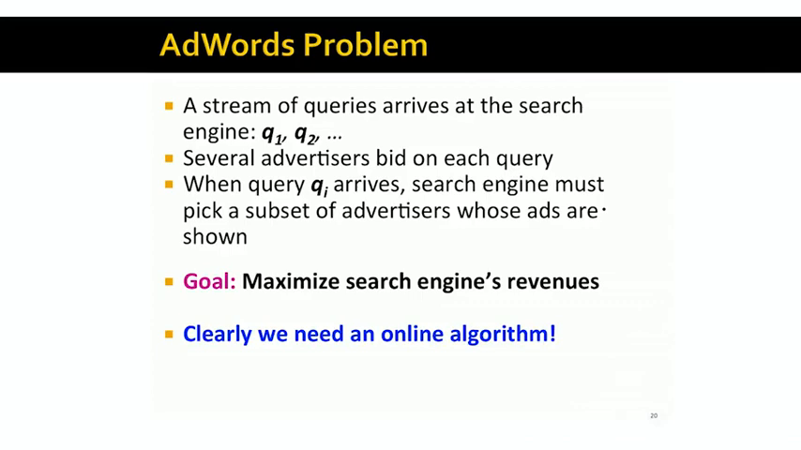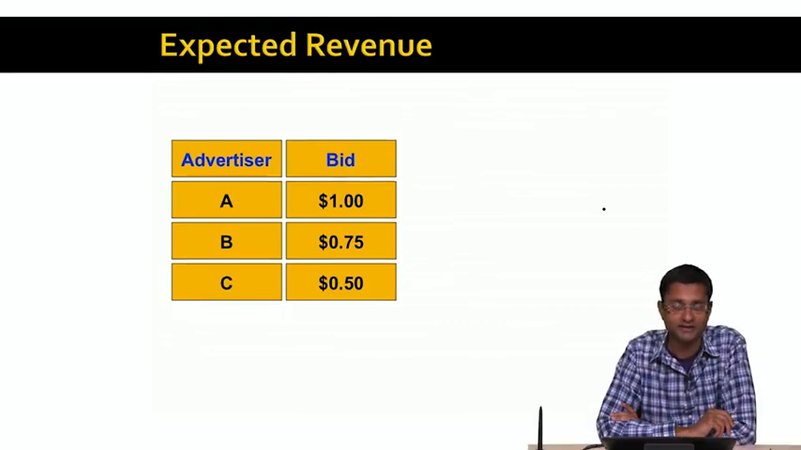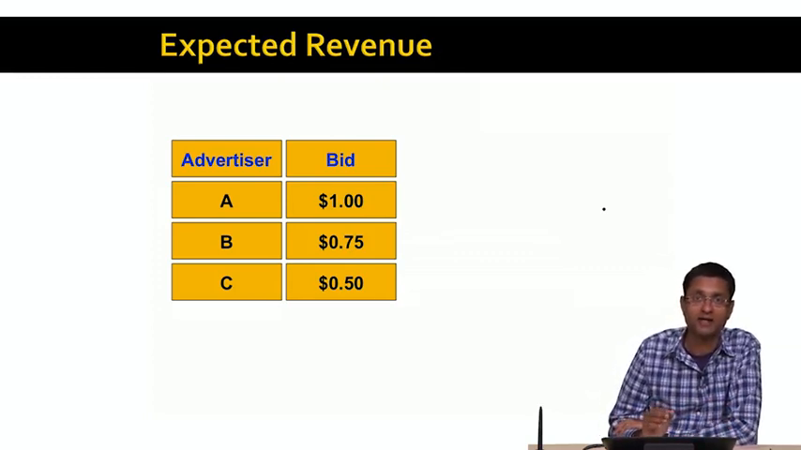Now, it turns out that there is a very simple heuristic that you can use to create an online algorithm for the AdWords problem, and that heuristic is called expected revenue. Let's first look at a very simple example. Let's say we have a particular query Q, and we have three advertisers A, B, and C who have each bid on query Q. And their bids are shown in this table here. Advertiser A has bid $1 for each click. Advertiser B has bid 75 cents for each click. And advertiser C has bid 50 cents per click. Remember now, these are bids per click.